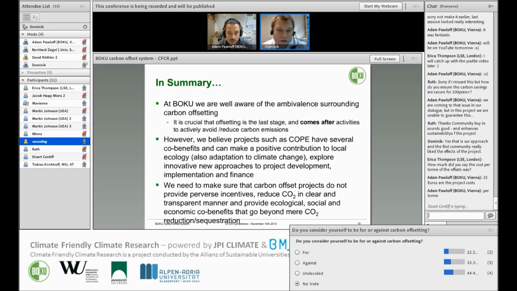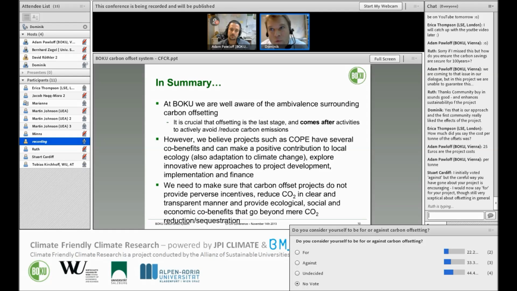Yes, so in summary, we are well aware of the ambivalence surrounding carbon offsetting. As Adam said, it's the last chance, the last stage. However, I believe that this also provides a possibility to overcome our economic problems, and when you look at economic theory, how to include external costs, that is a good opportunity which needs to be refined, which of course must get better.